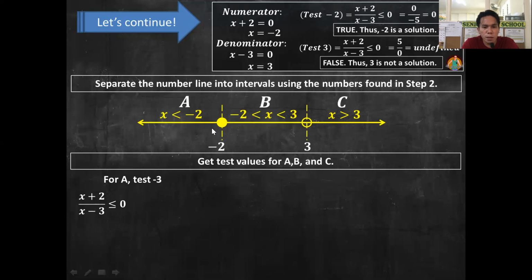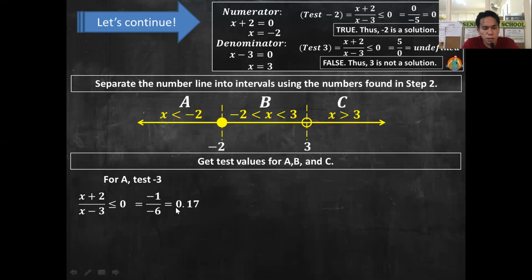Okay? So, gagamitin pa rin natin yung ating inequality. So, yung x, papalitan mo lang ng -3. So, -3 plus 2 is -1. -3 minus 3 is -6. So, we'll have -1 over -6. That is 0.17, or you could have +1 over 6. Okay? Kasi negative divided by negative is positive.